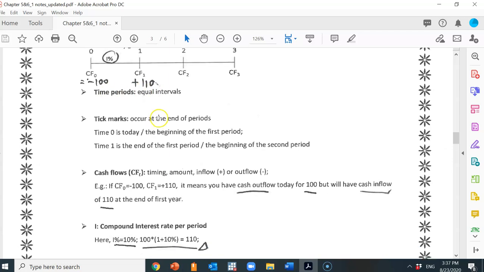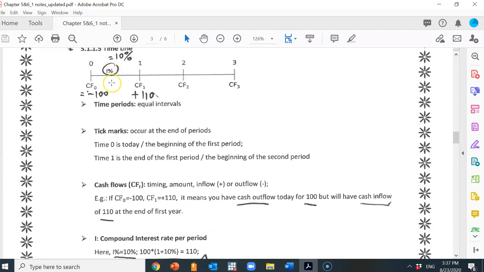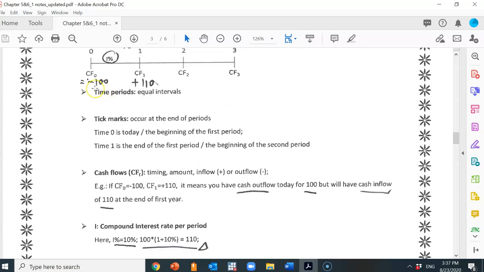And we can also mark the compound interest rate per period above the first interval. Here we can see I% here. If the interest rate is 10%, we can mark 10% here. Okay, so we can take the cash amount we have at time 0, $100, multiplied by 1 plus 10% interest rate, which equals 110. This is the amount we're getting after a year.